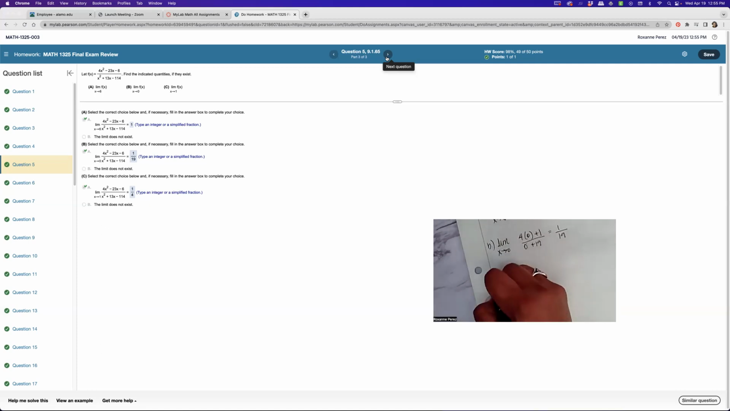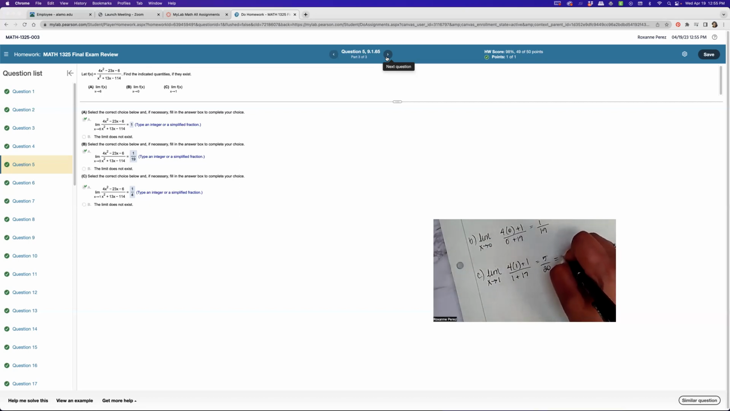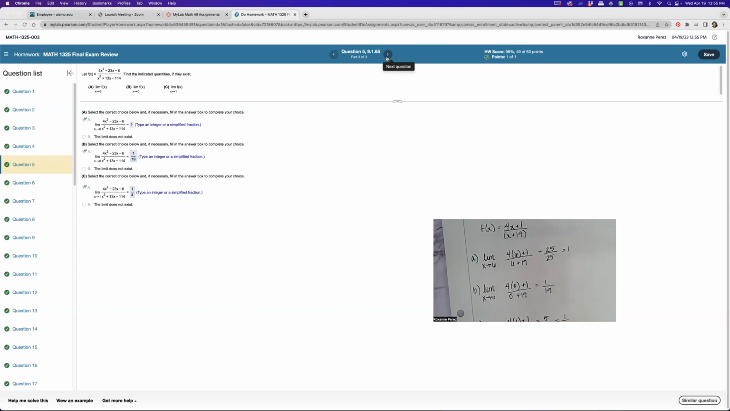And then part C, the limit approaches 1. So we have 4 times 1 plus 1 over 1 plus 19. That's going to give us 5 over 20. We're going to simplify that and reduce our fractions. So that's going to give us 1/4. All right, that's problem 5.